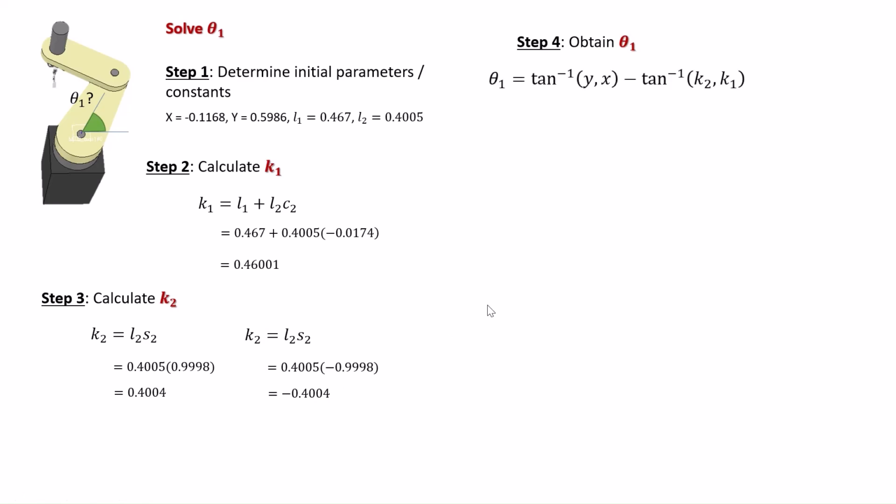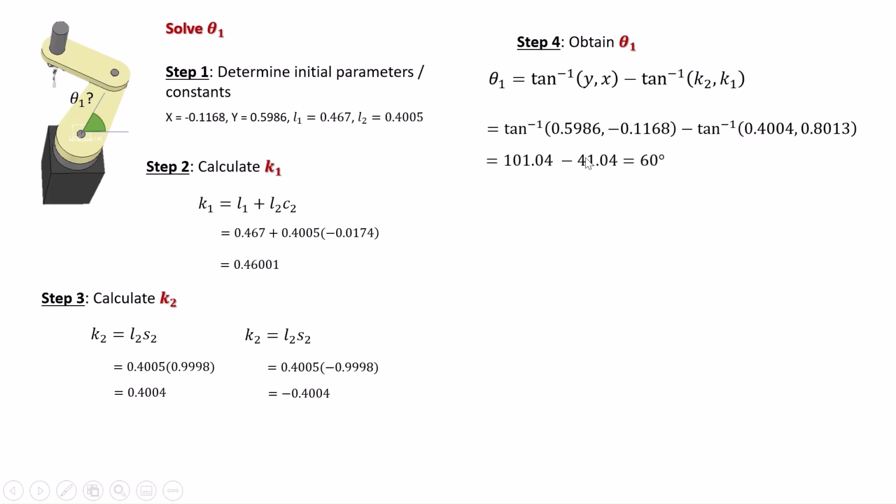This can be done by using the arctangent function: arctangent y over x minus arctangent K2 over K1. And if we put in the values that we have earlier according to the robot frame, we will get theta 1 equals 101.04 minus 41.04, or 60 degrees. This is with respect to the robot base.